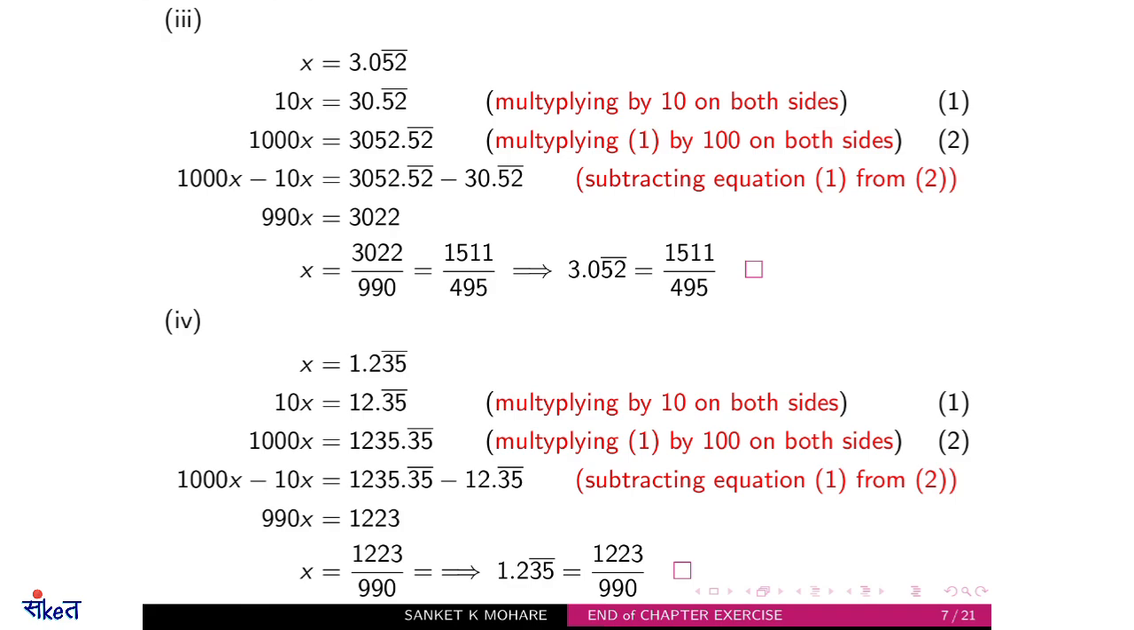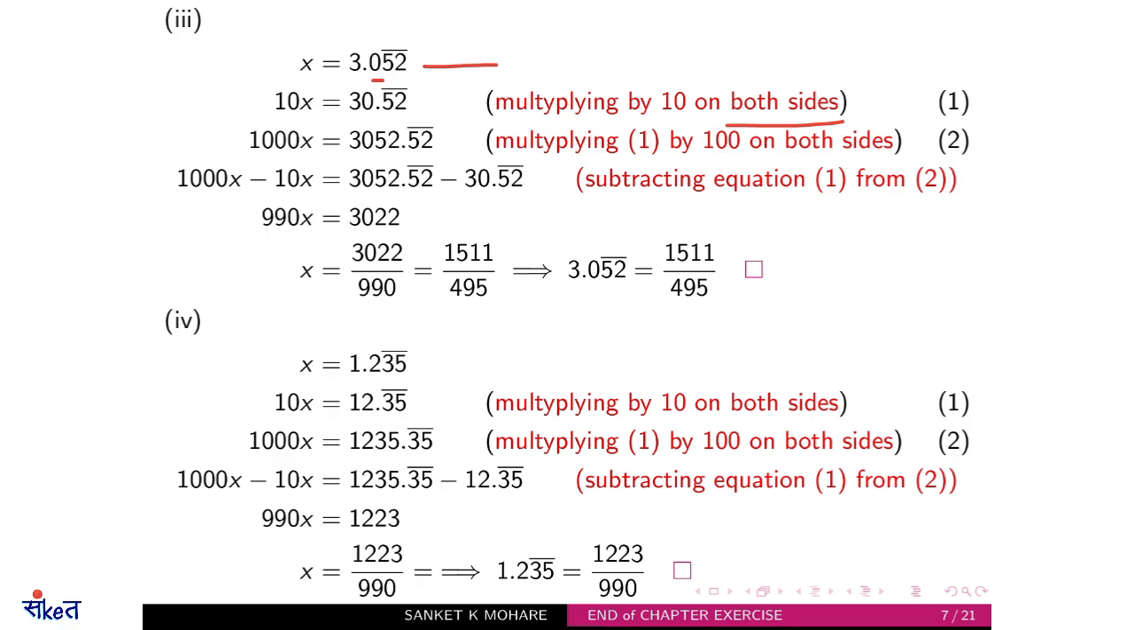Now here we know the method. First we have to assume the given decimal number as x. x equal to 3.0 bar 52. If we observe here, 0 is non-repeating and the two digits 52 are repeating. So we have to multiply the equation by 10 on both sides. Then we'll get 10x equal to 30.52.